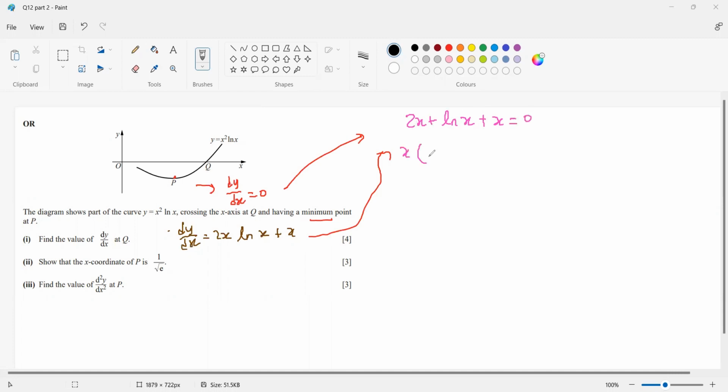So we factor out the x. Sorry, I accidentally wrote it wrongly. When you factor out the x, it should be 2 ln x plus 1 equals 0. Cutting it in, 2x ln x plus x, yes, I'm correct. So x cannot be 0 because you can see that it's to the right here, a bit more than 0. Since x is not 0, the second factor must be 0.